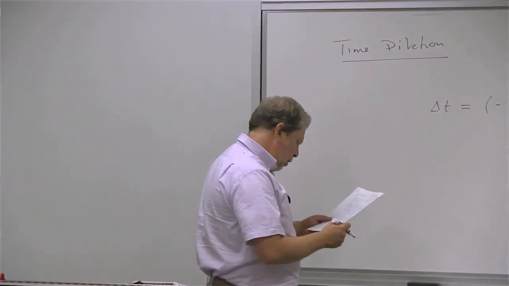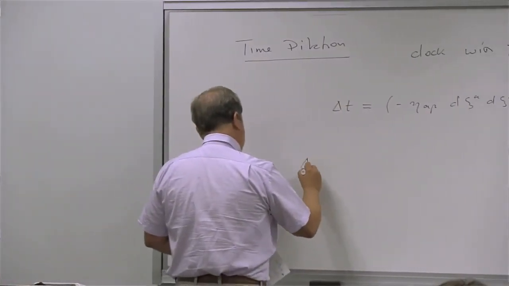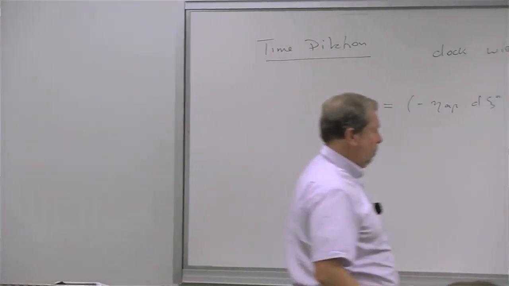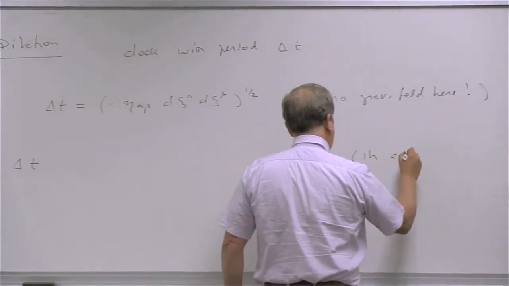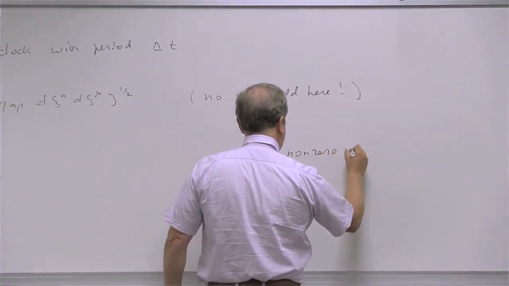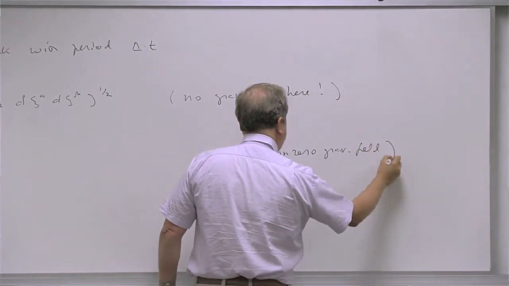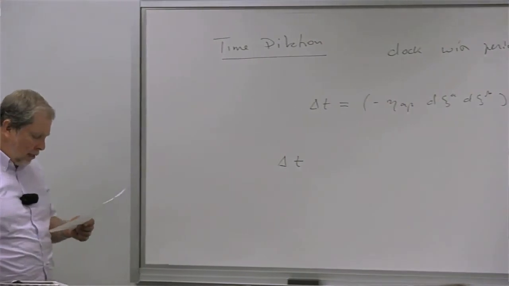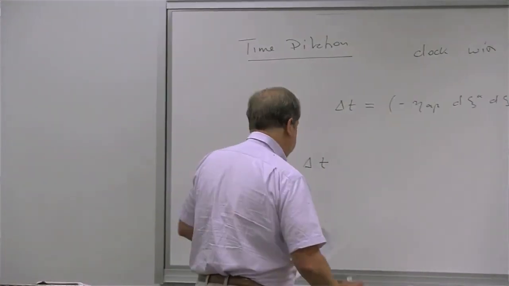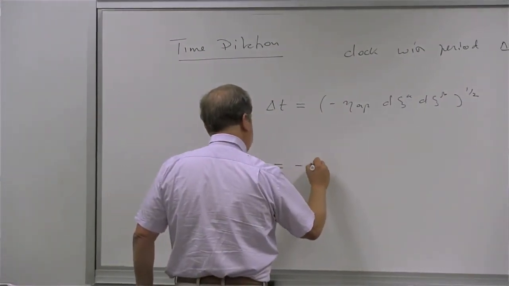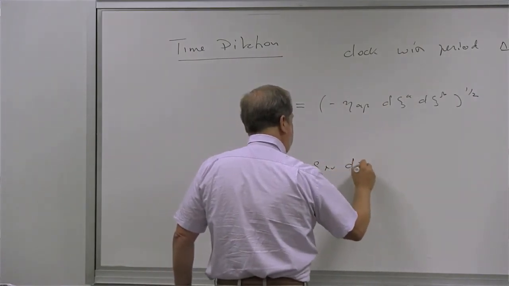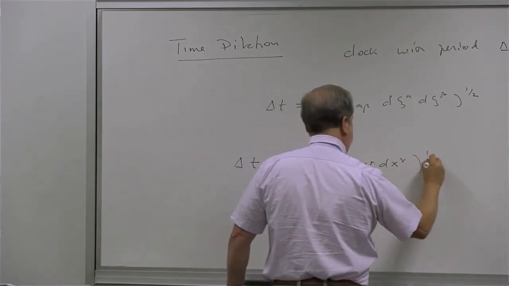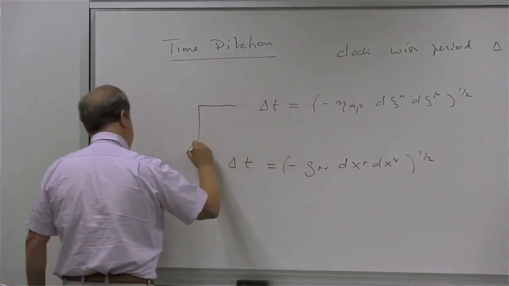Now we consider a clock in a gravitational field itself. If it is placed in a non-zero gravitational field, this proper time interval is going to be the same. So the delta t is equal to the square root of minus g mu nu dx mu dx nu, to the 1/2. And these two things are going to be the same.